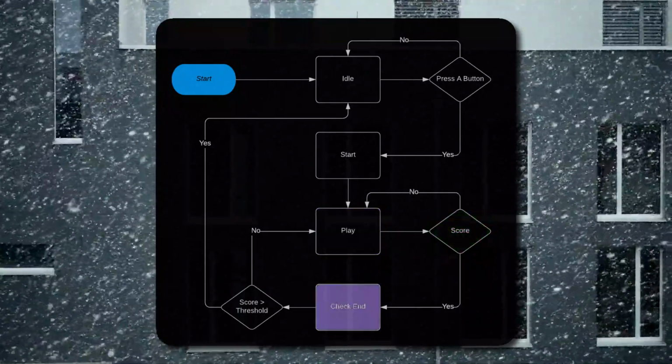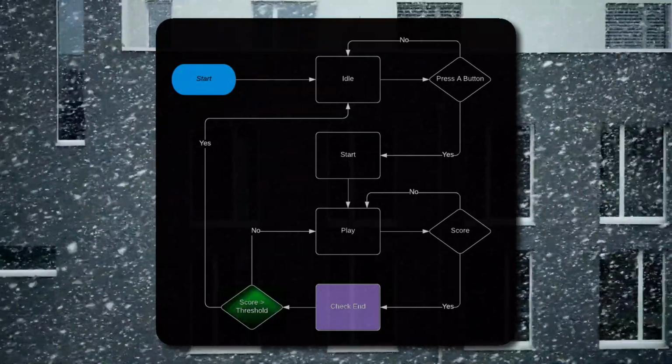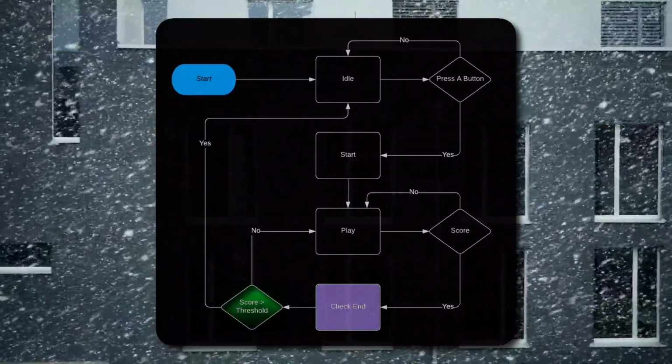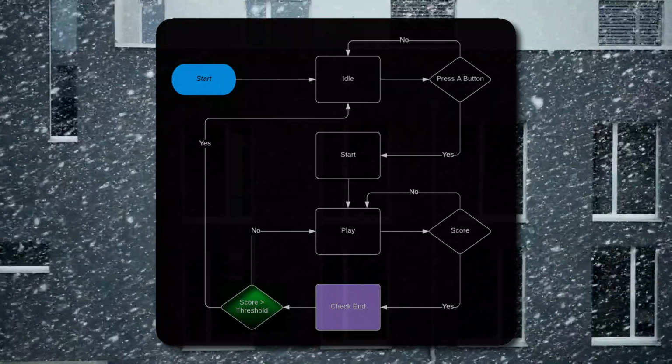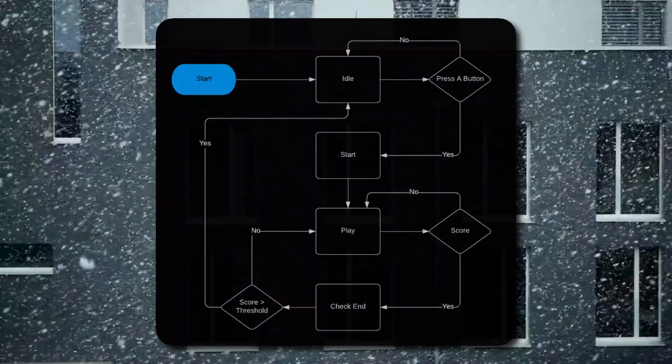From the play state, we change to the check-in state. In it, we check if the score reaches a winnable threshold, and if it does, we change back to the idle state. If it did not reach that threshold, we set up serving the ball and go back to the play state. As you can see from my state diagram, it is a pretty simple game flow.